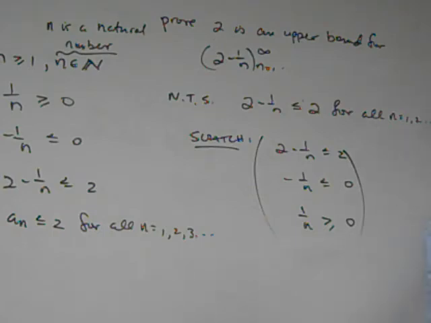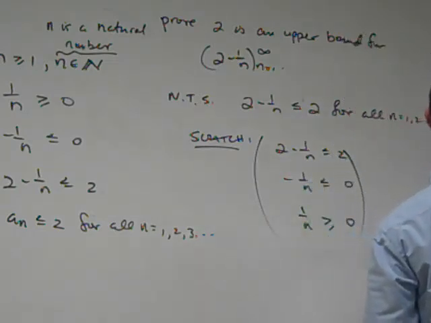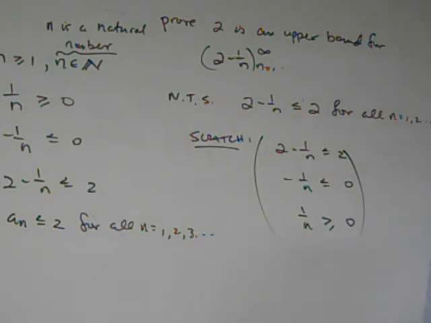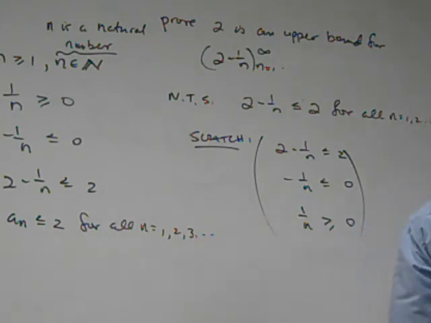Okay, what do we need to show? We need to show that the nth plus 1 term is bigger than the nth, right? So I need to show 2 minus 1 over n plus 1 is bigger than 2 minus 1 over n. Scratch. Subtract 2 from both sides. Multiply both sides by -1.